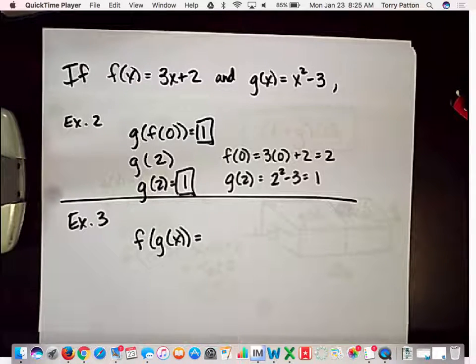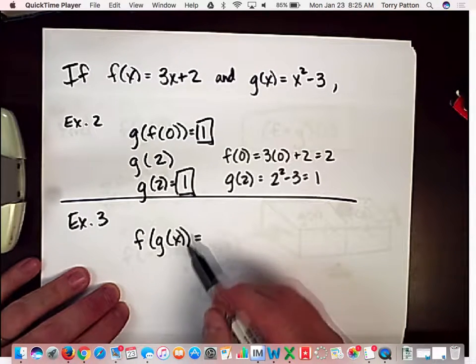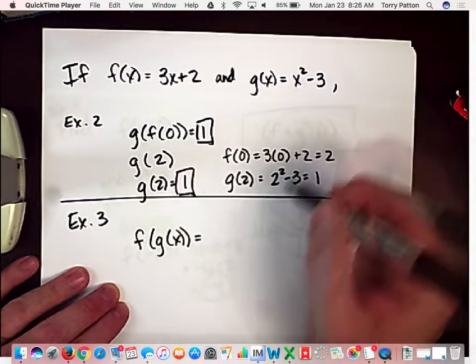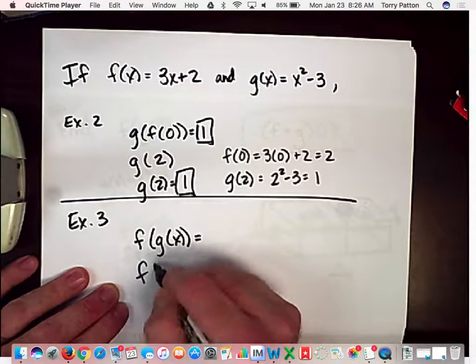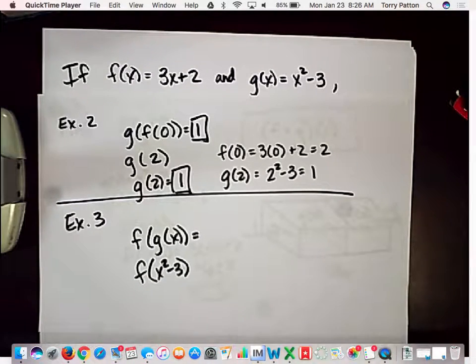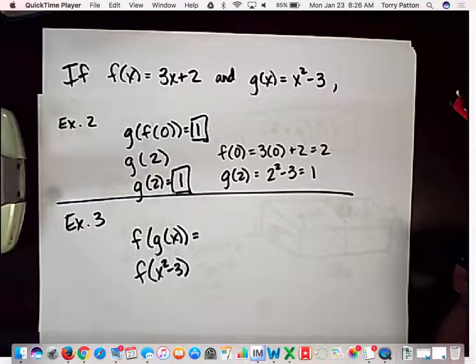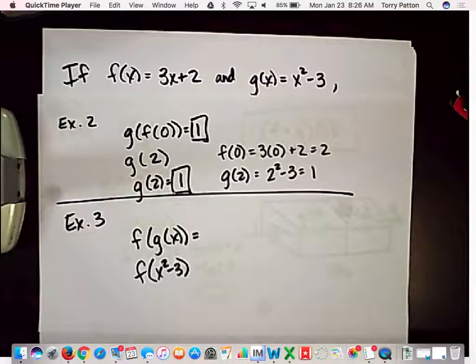So what was the input for g of x? This is the best way for me to say that. X, okay, and it got plugged into g. So in place of g of x, we could write x squared minus 3, because no matter what you plugged into g, what it would spit out would be that squared minus 3, right? So now we want to plug x squared minus 3 into f, right? Because the output of g needs to become the input for f.